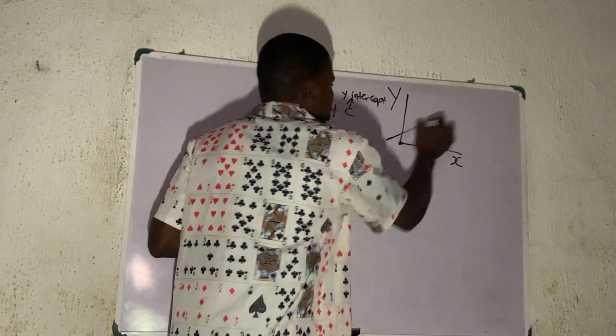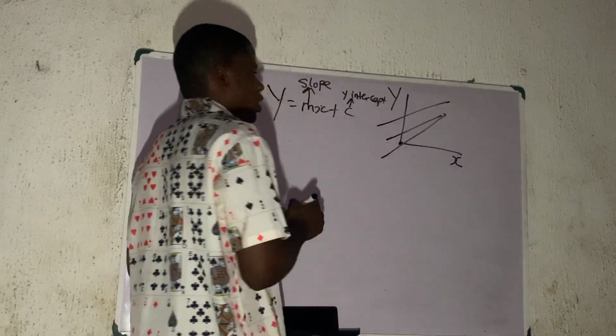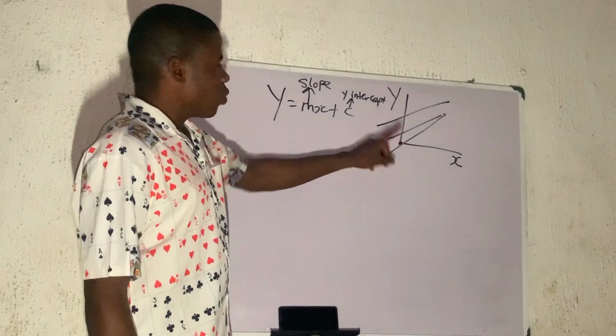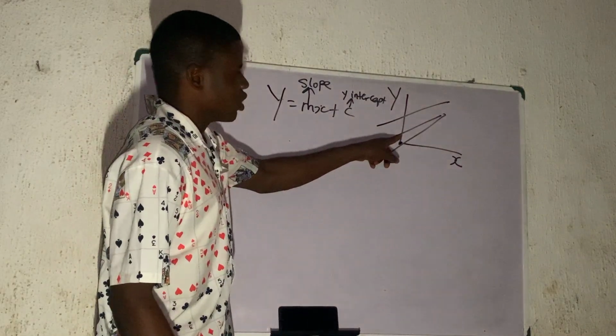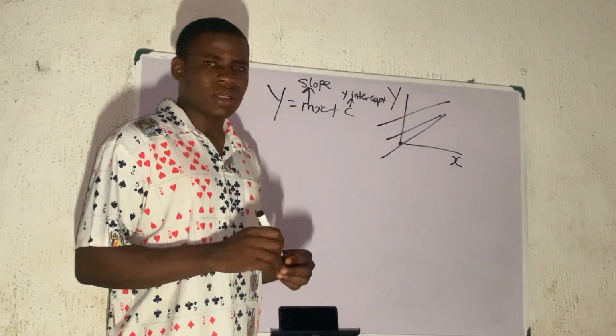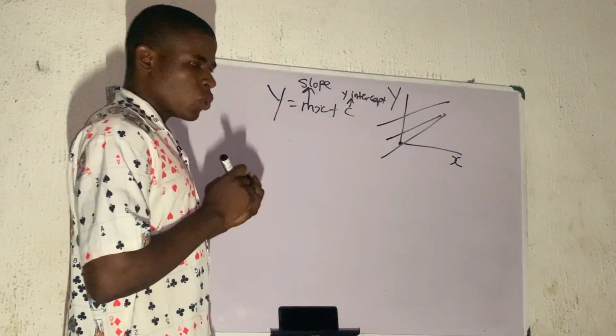So it will tell you whether it will pass through here, or here, or here. When it is zero, it passes through the origin because here is zero. When it is one, it passes somewhere here because somewhere here will be one. If it is two, it passes somewhere here. Do you understand?